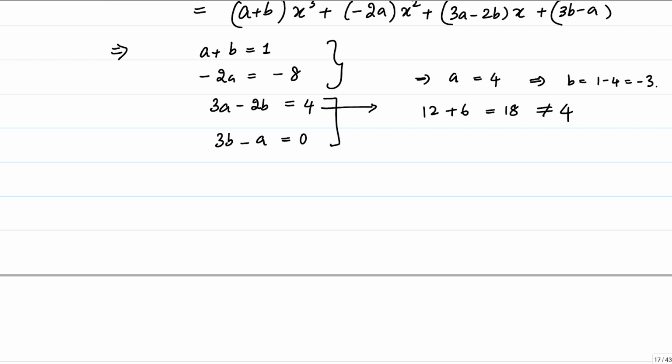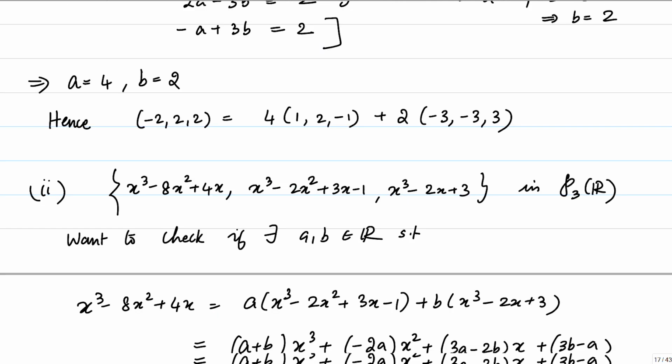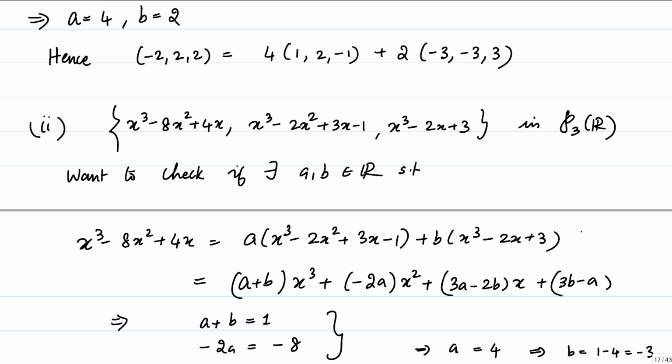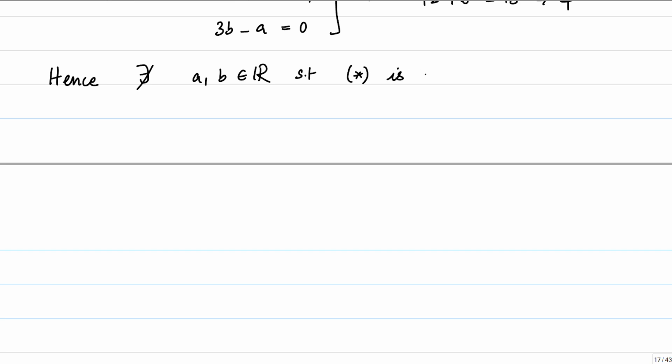So the first two equations force a to be 4 and b to be minus 3, but with 4 and minus 3, the third equation cannot be satisfied. Hence, there does not exist a, b in R such that, let me put it this way, such that star is satisfied. Okay, so we have checked for one case where the first vector could be written down as a linear combination of the other two, and another in which the first vector cannot be written down as a linear combination of the other two. Okay, so the next problem involves the span.